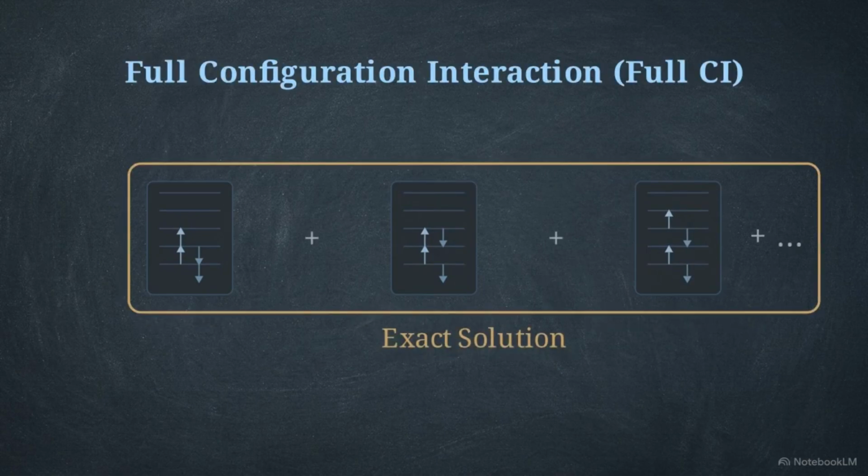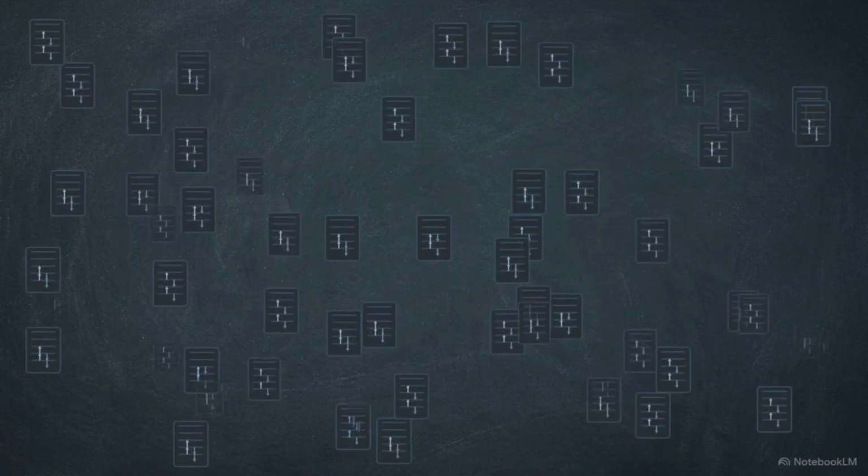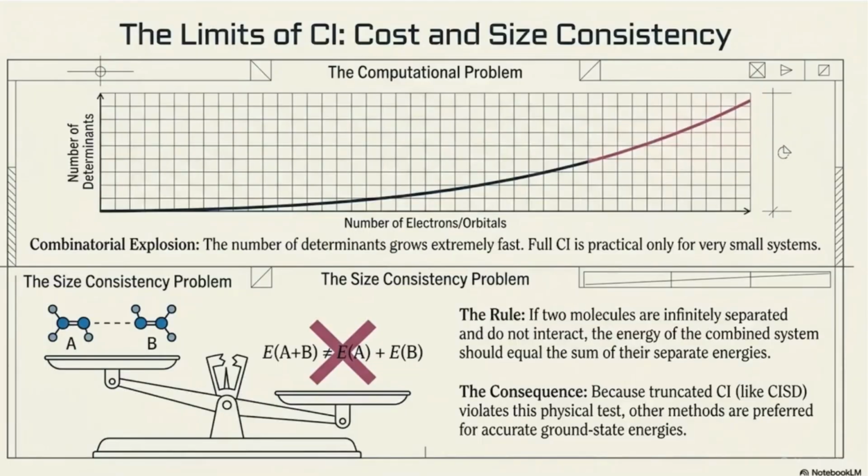Full CI provides the exact quantum solution for that basis set, but it carries a significant computational flaw. The top graph illustrates a severe combinatorial explosion. As you add even a few more electrons or orbitals to a system, the number of possible determinants grows exponentially, making full CI physically impossible to compute for anything larger than very small molecules.